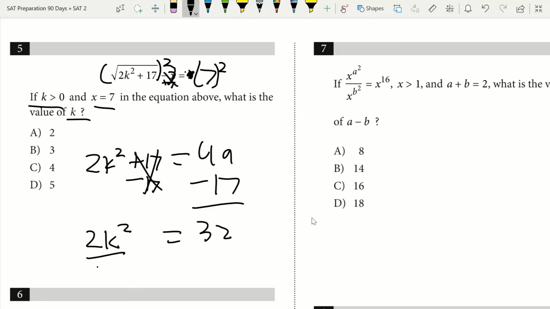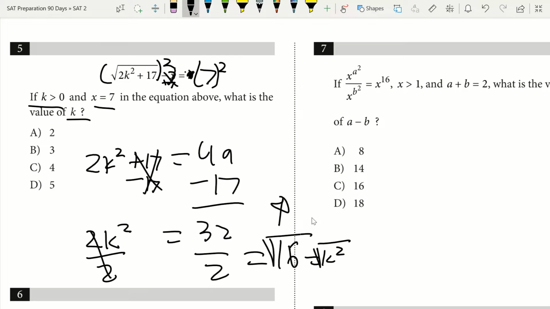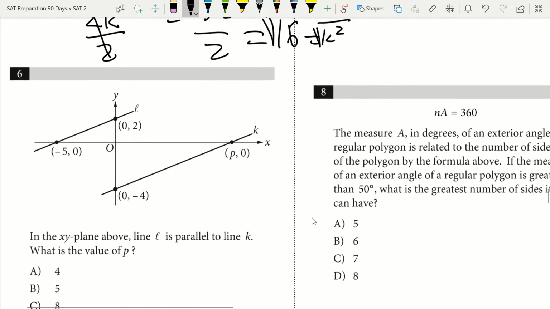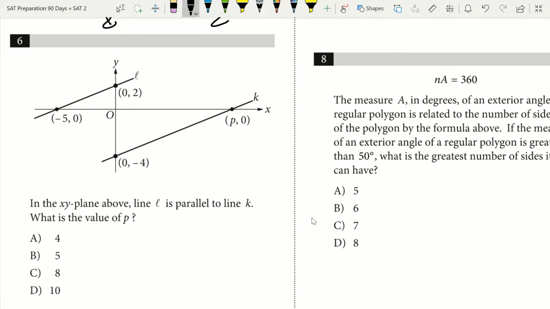I'm going to divide each side by 2. That's going to give me 16 is equal to k squared. I take the square root of each side to isolate k. Square root of 16, I know that's going to be 4, so my answer there is going to be C. Okay, now I've got question 6. Okay, so I've got two lines.